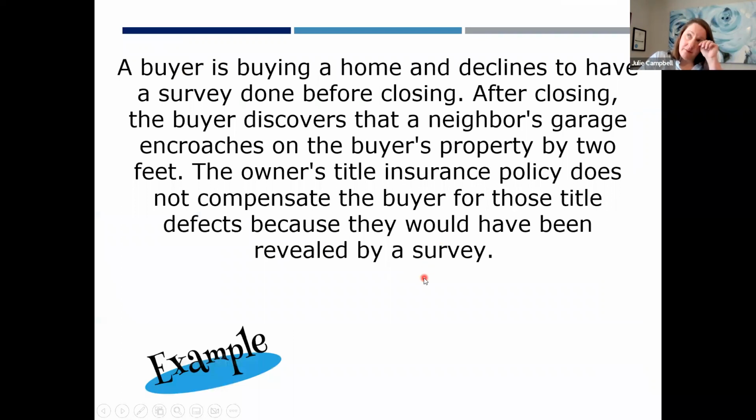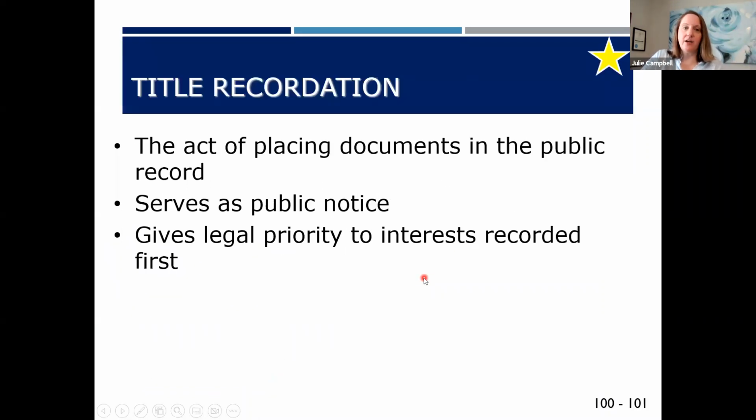Okay, so we have been kind of dancing around the idea of title recordation. So let's have, I'm on page 100. So talking a little bit about this title recordation, to record anything is just the act of placing the documents in the public records. So you have access to it. So attorneys can find it. So anybody can have access to it.